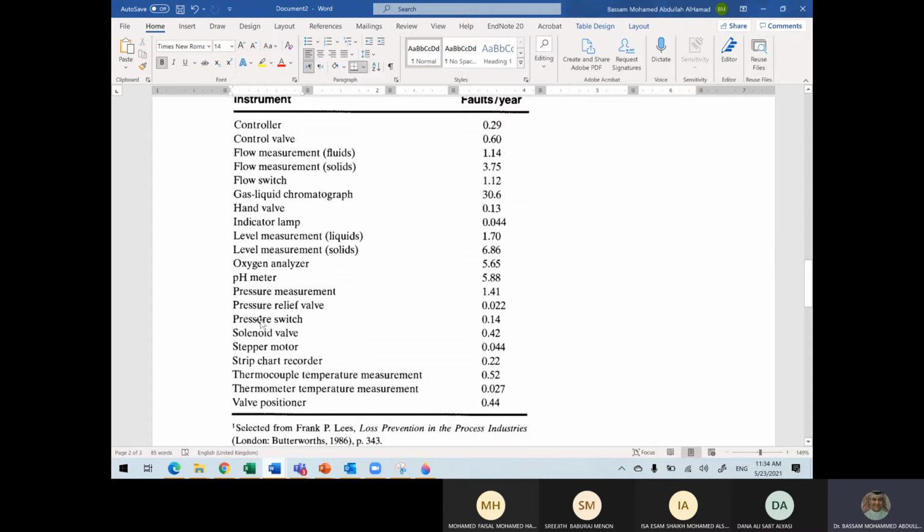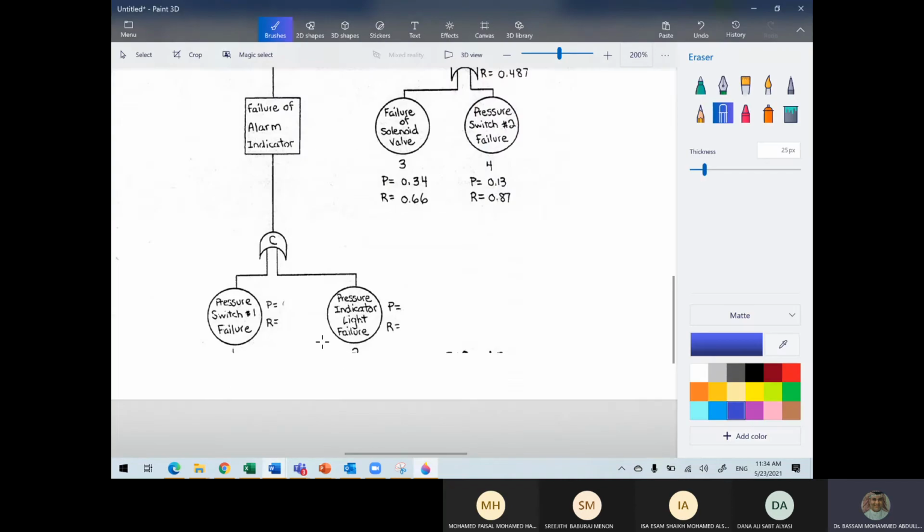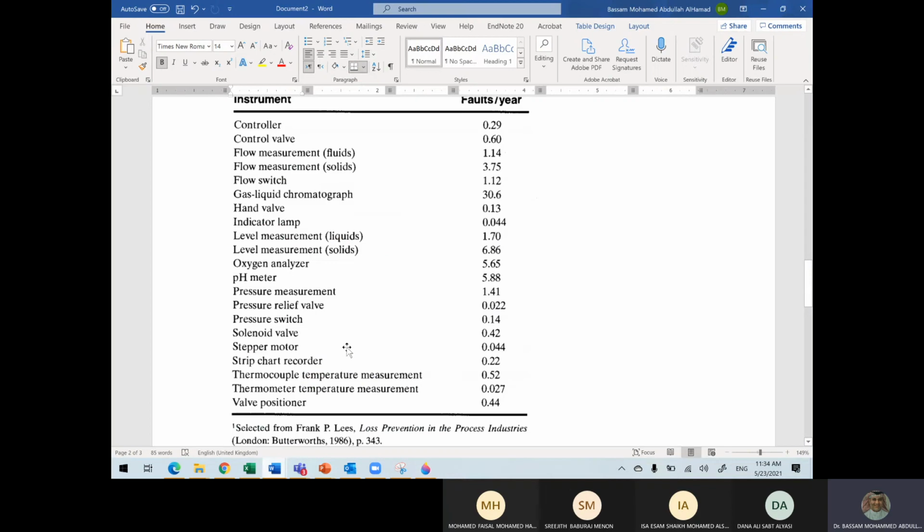We can see here the pressure switch 0.14 faults per year. I'm going to bring everything back. Okay, pressure switch, number of faults per year. I'm going to do it one by one. So where's the pressure switch? High pressure switch, pressure switch faults per year. That means this is mu. Mu is equal to 0.14.